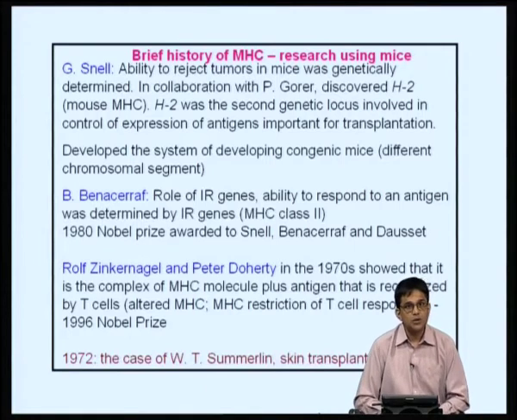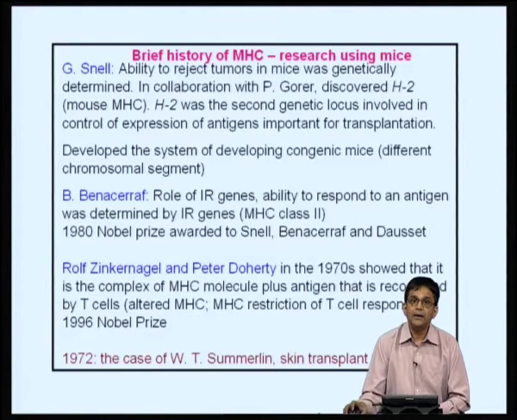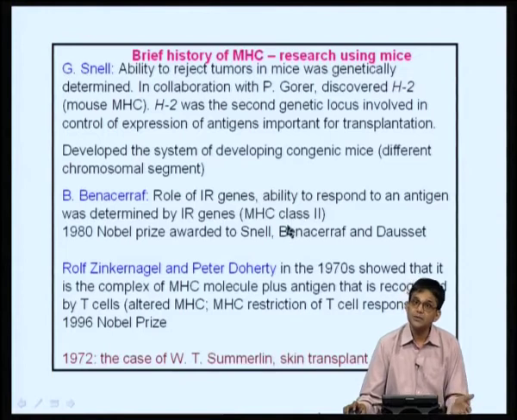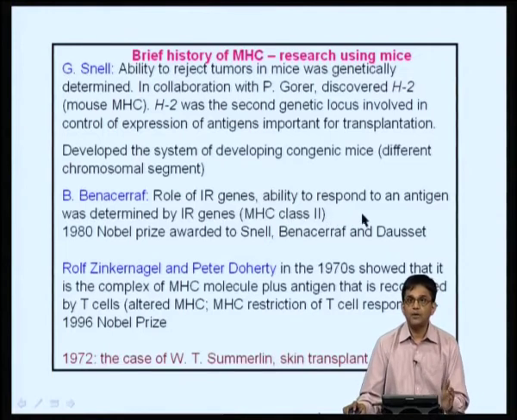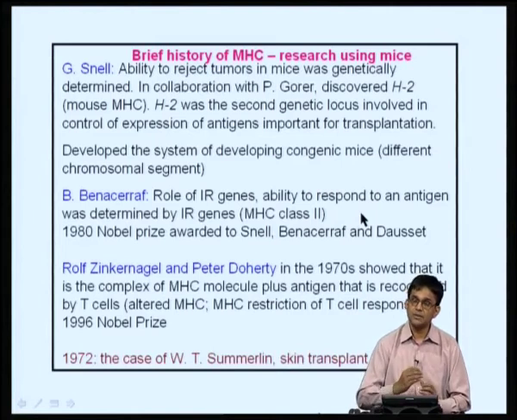Baruj Benacerraf's contributions are mainly in our understanding of the role of Ir genes, and Ir stands for immune response genes, that is, the ability to respond to an antigen. The Ir genes were subsequently found to be MHC class 2. You need to understand that MHC class 2 is important because MHC class 2 presents peptides to CD4 positive cells, and CD4 positive cells produce cytokines which activate the B cell. What was found is that the Ir genes control the amount of antibodies that were being produced to certain antigens.